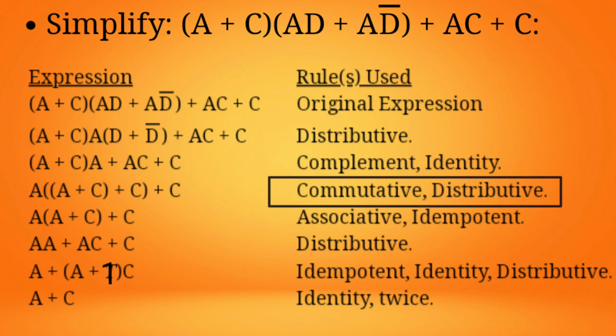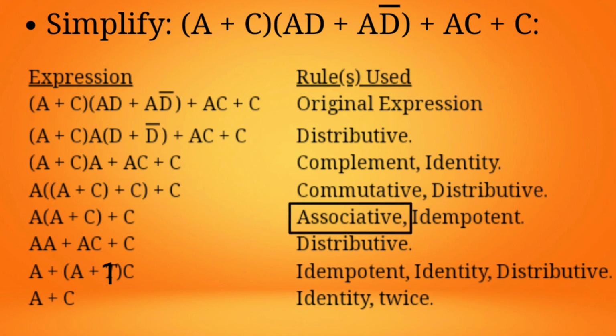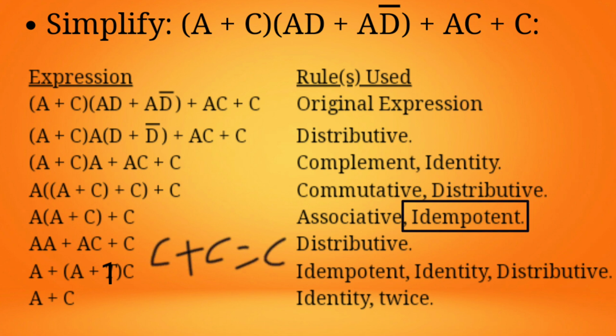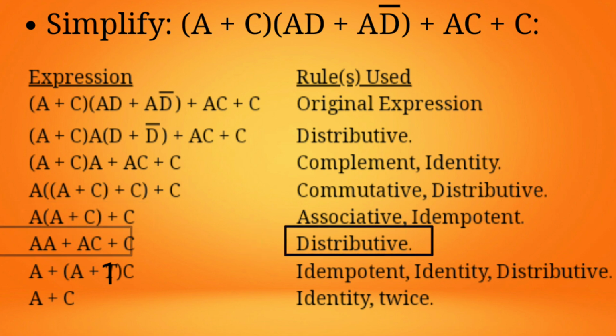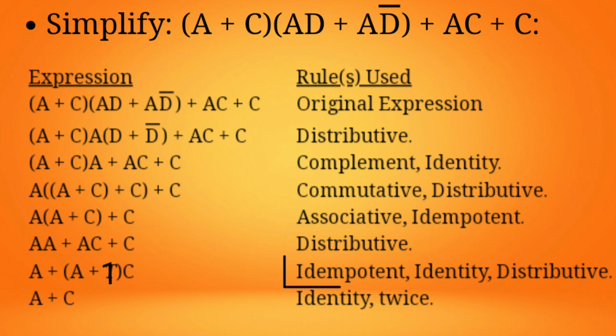By applying commutative and distributive law, the expression becomes A into (A plus C plus C plus C). By applying associative law, A plus C equals A plus C plus C. Applying idempotent law, C plus C equals C. That is, the expression becomes A into (A plus C plus C). By using distributive law, the expression is A into A plus AC plus C.